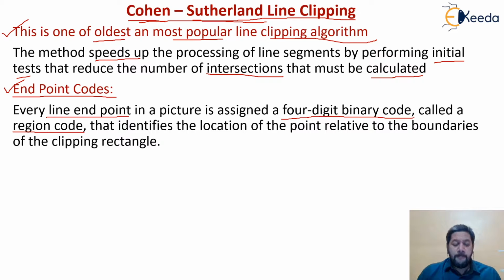That code identifies the location of the point relative to the boundaries of the clipping rectangle. So this endpoint code will help us find out where exactly the endpoint of the line exists, or what is the region of that particular endpoint relative to the clipping window. We find that out with the help of the endpoint code.